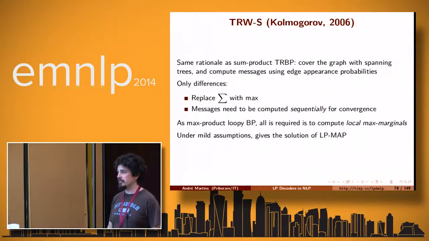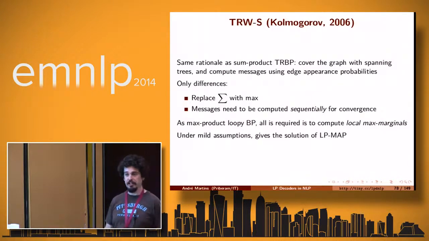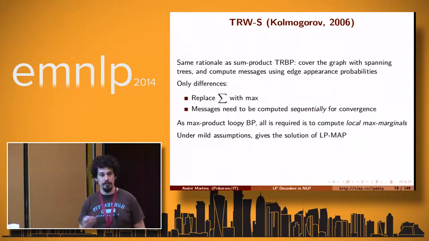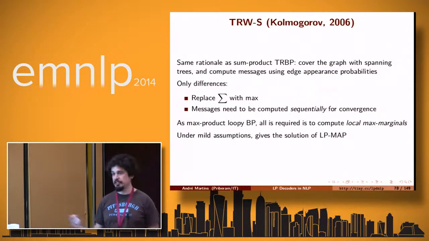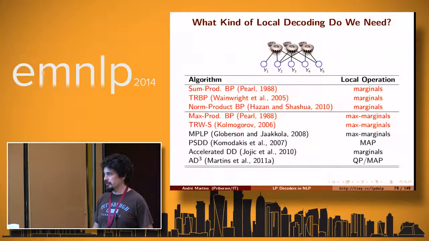And again, as in the max-product loopy BP case, the only operation that you need to perform is to compute local max marginals. So as long as you have a black box that is able to compute local max marginals, and you have that for basically all problems in which you can run dynamic programming, like PCFGs, sequence models, and other problems as well, we can plug them into this scheme and use TRW, max-product loopy BP, or another algorithm that we are going to talk about next. All right, so this fills another line.